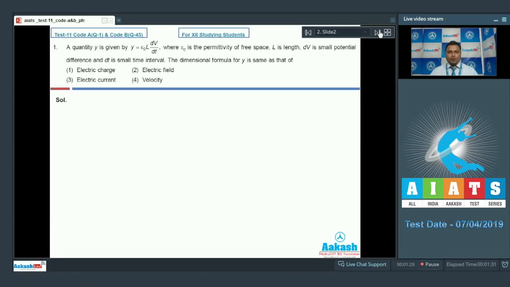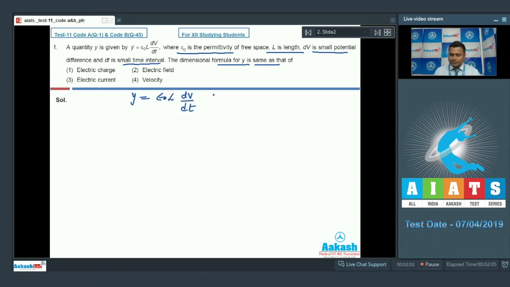So here is question number 1, everyone. A quantity y is given by y equals epsilon naught L dV by dt, where epsilon naught is permittivity of free space, L is length, dV is small potential difference, and dt is small time interval. The dimensional formula for y is same as that of what? Means we have to calculate the dimensional formula for y. Expression is given y equals epsilon naught L dV upon dt.